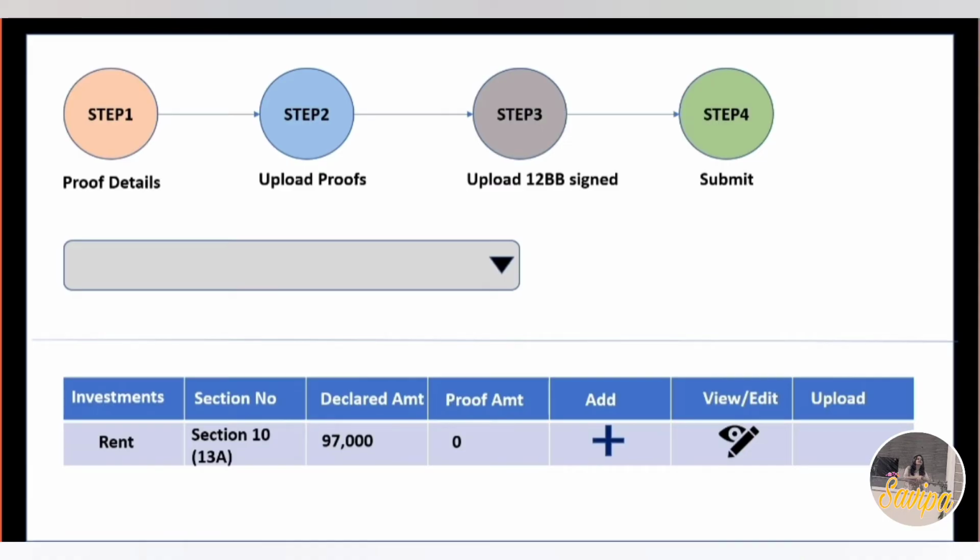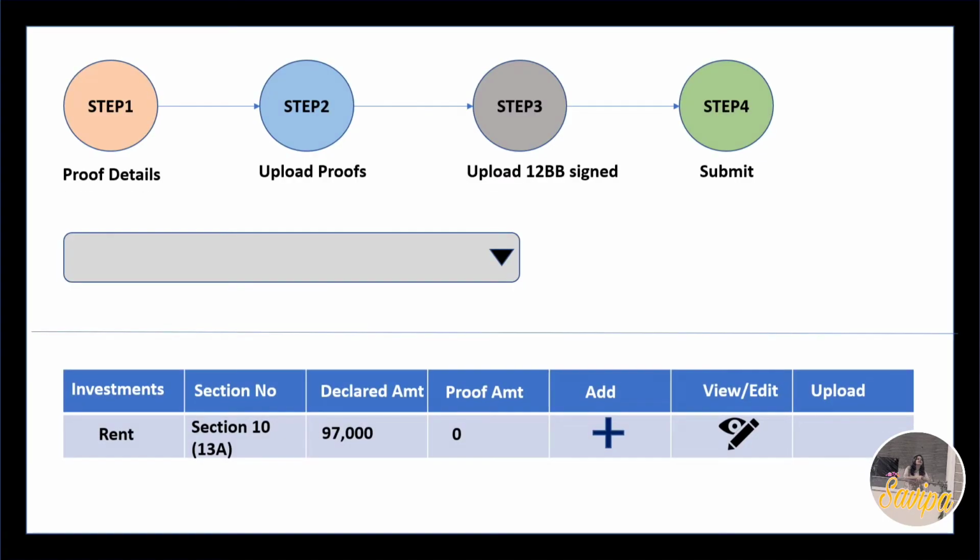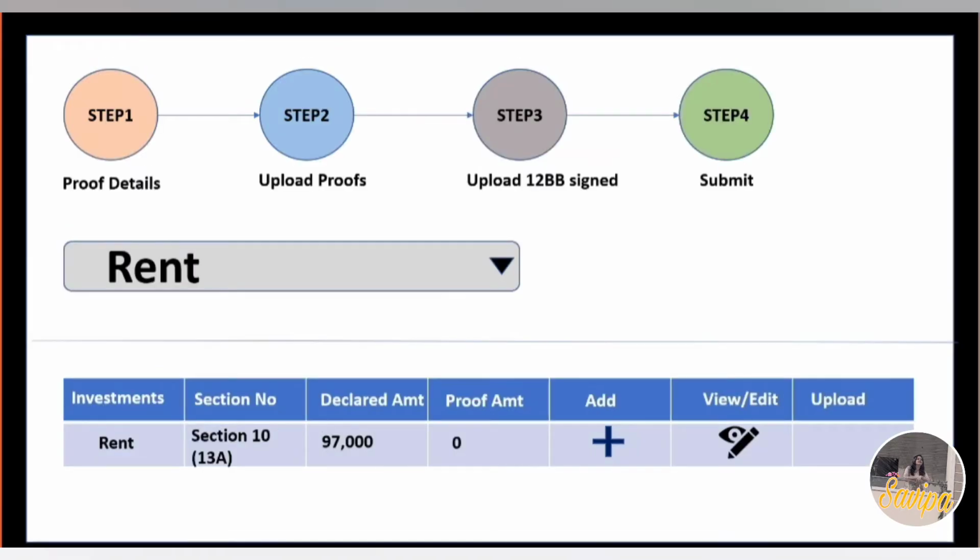Before that, in the drop down, please select the section you are going to do. It is rent for me, so I'm selecting rent in the drop down. Now you can see how much amount you have declared. Summing up all my rents of each month, it is giving me 97,000. The proofs I submit should also be the same. The declared amount and the submitted document amount should be the same, then only it will be validated. Obviously, you have to submit proofs of what you have declared.